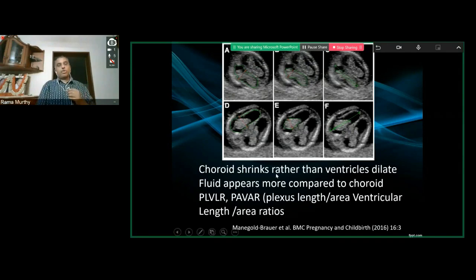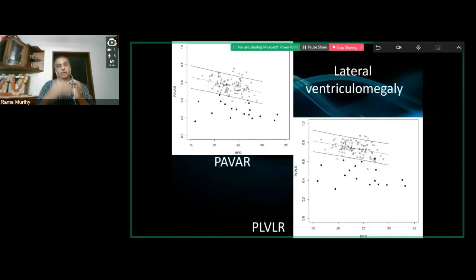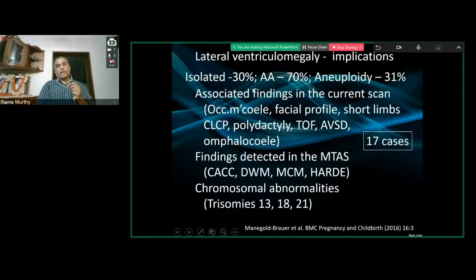So therefore, people have actually compared the length of the choroid plexus to the length of the ventricle, or the area of the choroid plexus to the area of the ventricle, and produced a ratio thereof. And you have charts for these ratios as well. But really, your eyeballing is enough to tell you that. And let me take you through what the implications of lateral ventriculomegaly are.